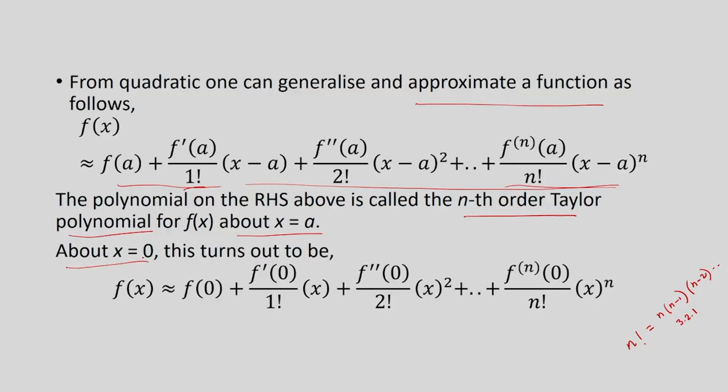So, about x is equal to 0, that is if you take small a is equal to 0, then the right hand side becomes a little bit easier to deal with, a little bit simpler. Then it becomes f of 0 plus f dashed of 0 divided by factorial 1 multiplied by x, plus f double dashed of 0 divided by factorial 2 x square, plus dot dot dot. The last term is f^n of 0 divided by factorial n multiplied by x to the power n.